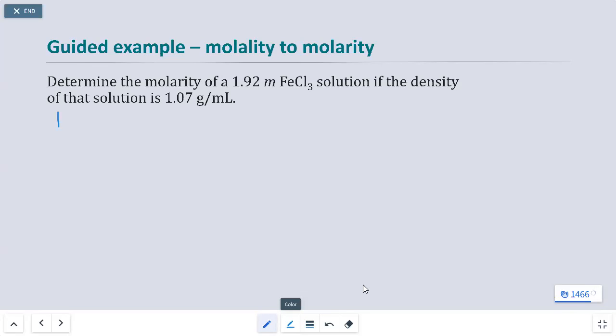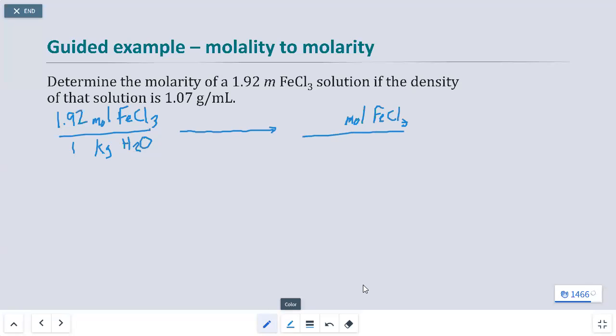So I have a 1.92 molal solution of iron 3 chloride. That means I have 1.92 moles of iron 3 chloride in every kilogram of water. I'm trying to convert this to molarity, and remember, for molarity, it's going to be moles of iron 3 chloride for every liter of total solution.